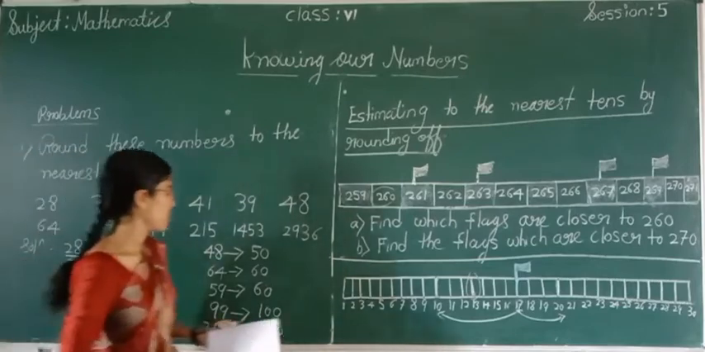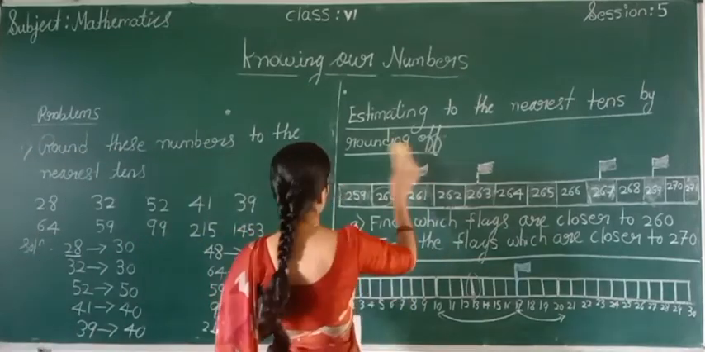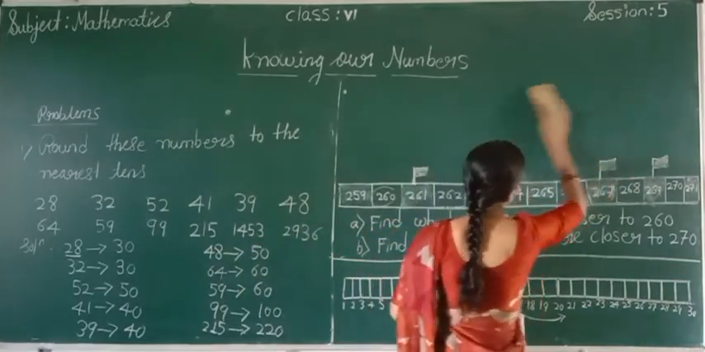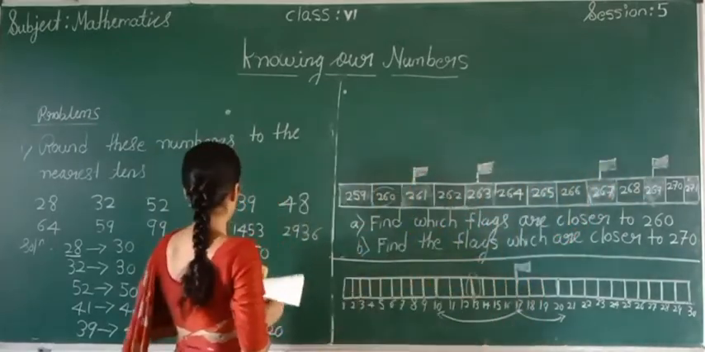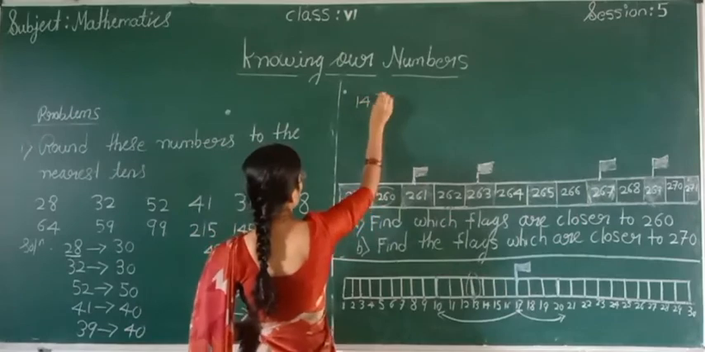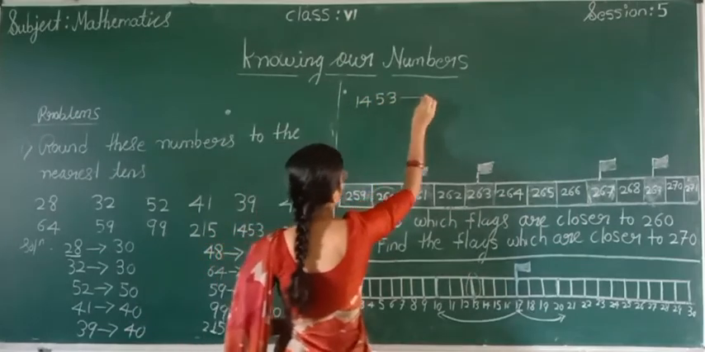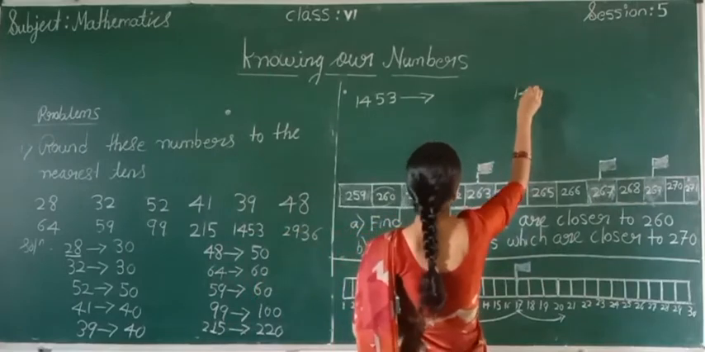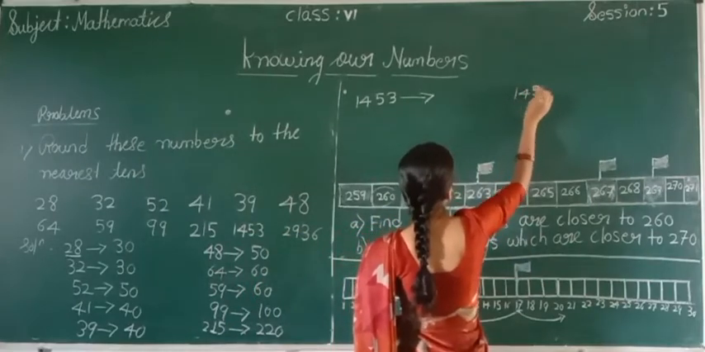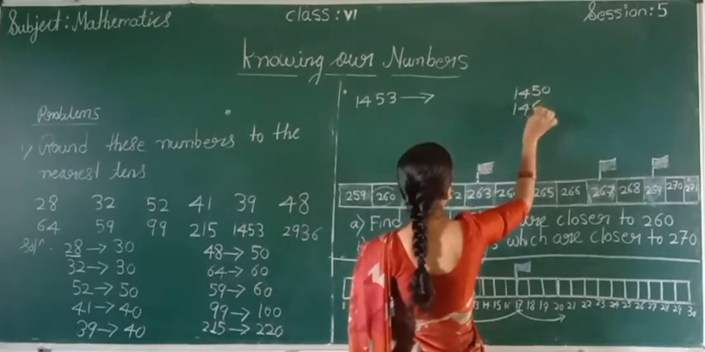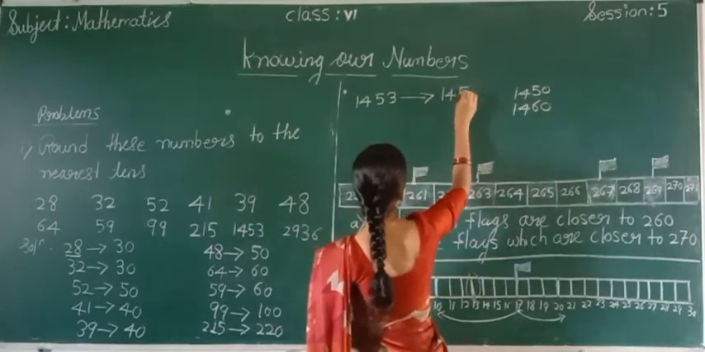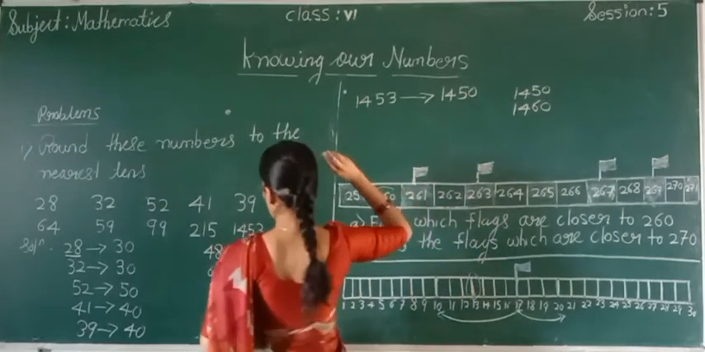Next, see 1453. 1453 will lie between 1450 and 1460. It is nearer to where? 1450.